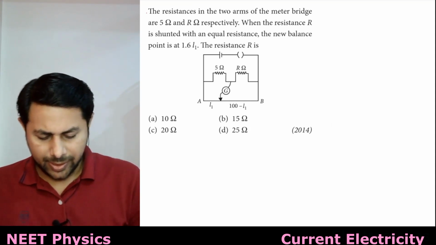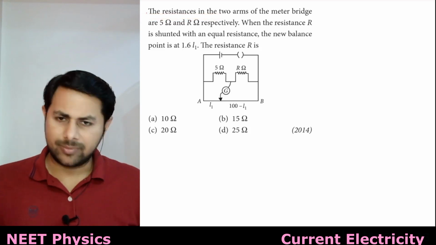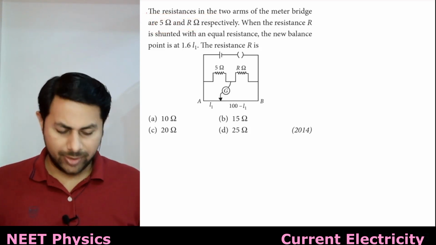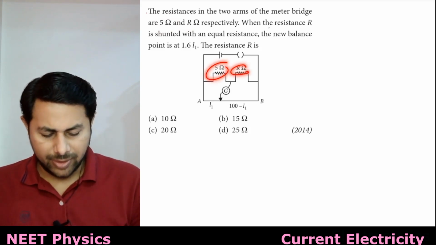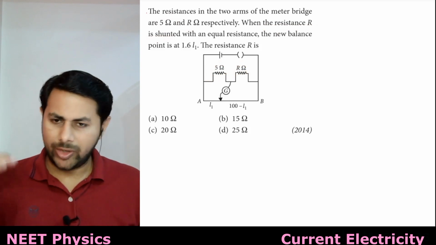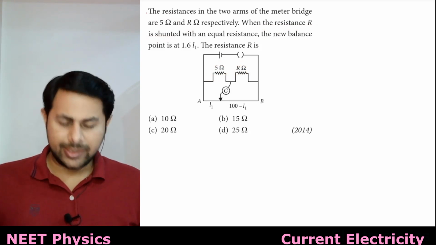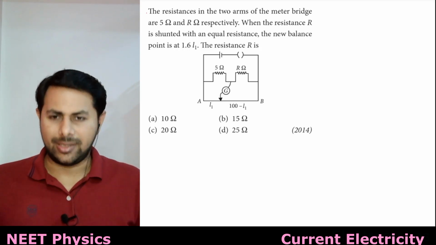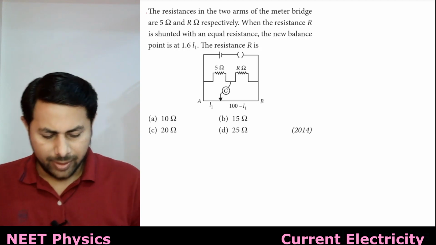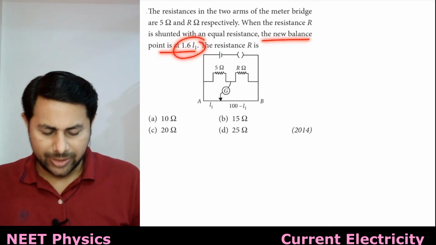Let's see the next one. The resistance in the two arms of a meter bridge are 5 ohm and R respectively. When resistance R is shunted with equal resistance. Now, what do you mean by shunted? Shunted means an equal resistance you are connecting in parallel. Shunt means parallel. Then the new balance point is 1.6 L1.